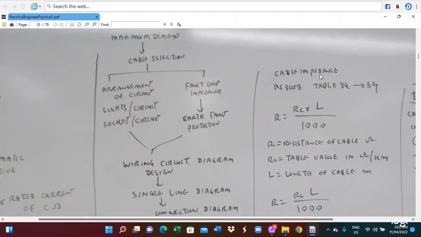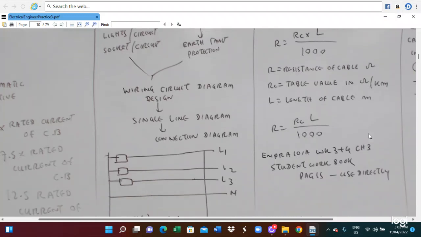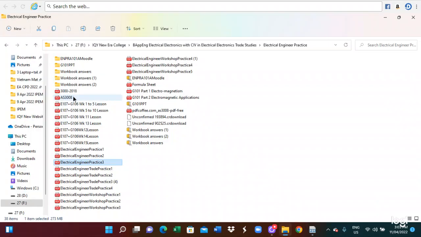Depending on the cable impedance, we have to follow AS/NZS 3008, tables 34 to 39, and we can calculate the cable impedance. The basic equation is R equals Rc times L divided by 1000. R is the resistance of the cable in ohms. Rc is the table value, which you can get from tables 34 to 39, depending on the type of cable. The table value is in ohms per kilometre, and L is the length of the cable. Then R equals Rc times L divided by 1000, and we can calculate the cable impedance. This is AS/NZS 3000, and we show tables 34 to 39.